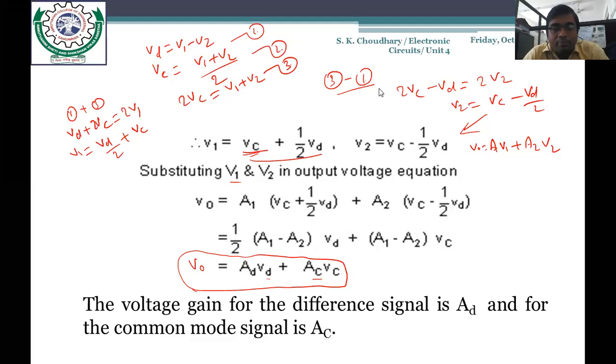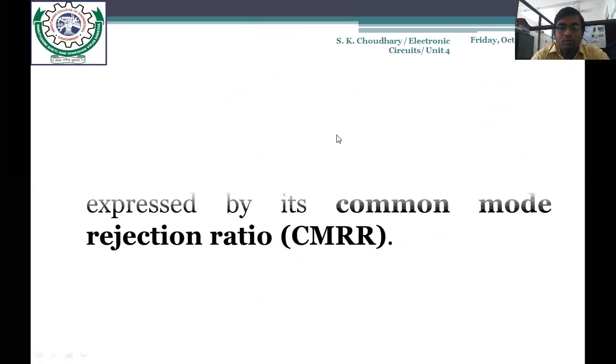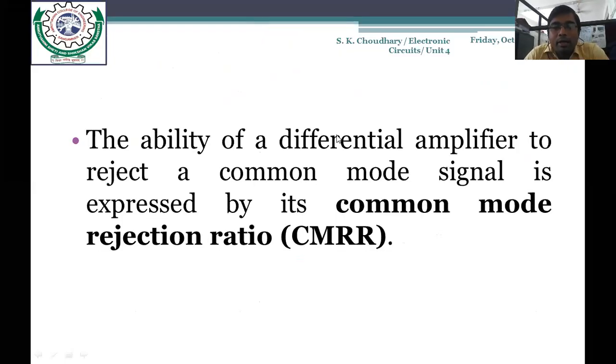In this way we have seen that output voltage becomes a function of differential mode gain as well as the differential mode signal plus common mode gain into common mode signal. Okay. The ability of a differential amplifier to reject the common mode signal is expressed by a parameter called common mode rejection ratio, CMRR. This is one of the very important parameters of the op-amp.